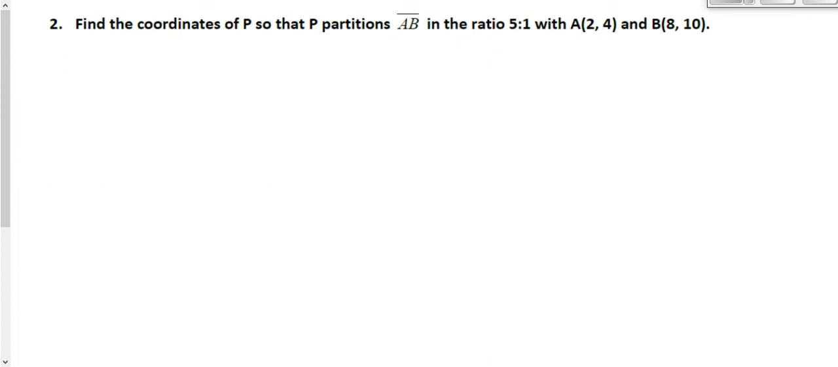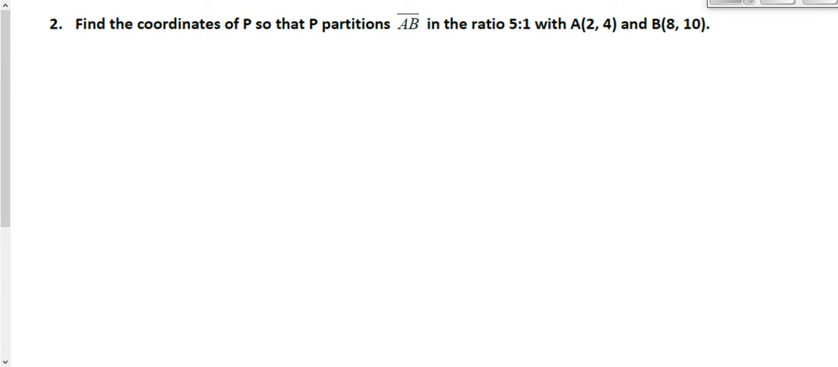For question 2, they didn't give us a graph. So they just said find the coordinates of P so that P partitions segment AB on the ratio 5 to 1. And they did give us coordinate points for A and B. Now you can draw this on a graph if you want to, but it's more important for me just to be able to see this as a segment so I can get a good idea of what jumps are happening. So I don't have to put this on a coordinate plane as long as I go ahead and draw a representation of this line so I can get a good idea of what I'm doing to split it into pieces. So let's go ahead and take a look.